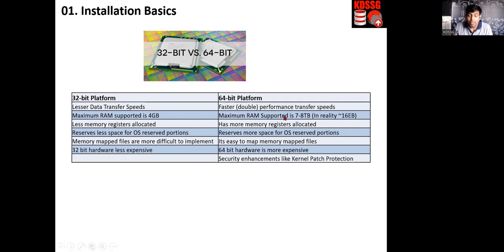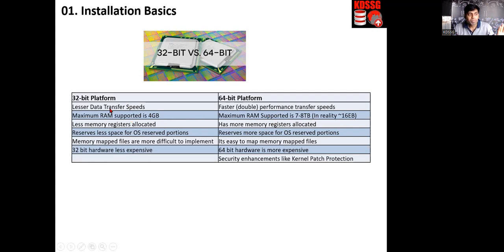So, sir, what I'm saying is for 64-bit systems, you can have 7 to 8 TB of RAM. TB of RAM, not GB, sir. 1000 GB is equal to 1 TB. So here it is 4 GB, there it is 7 to 8 TB. How many times, sir? 1000 into, too many times. The fold is too high. So here max 4 GB, there 7 to 8 TB.